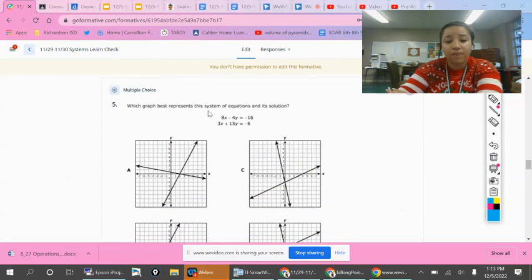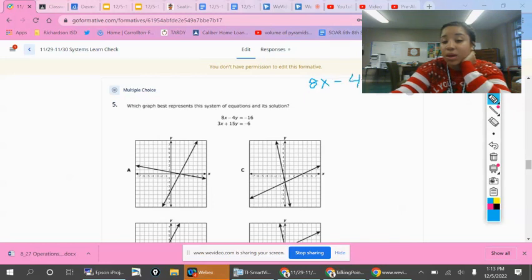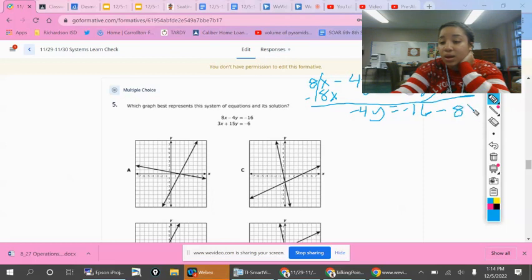Then it says, which graph best represents the system of equations? So this one, you would want to solve for Y, and I'll show you how. Everybody should know how to solve for Y because we've done it 100 times. But if you don't, I will do it again. 8X minus 4Y equals negative 16. We're going to subtract 8X from both sides. That leaves us with negative 4Y equals negative 16 minus 8X. I have to divide each side by negative 4.